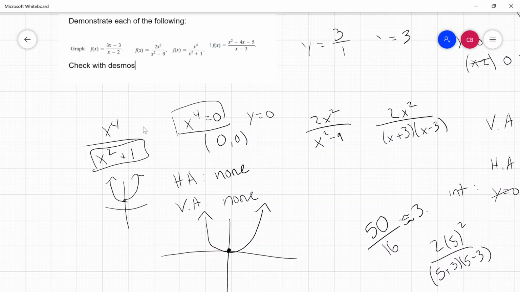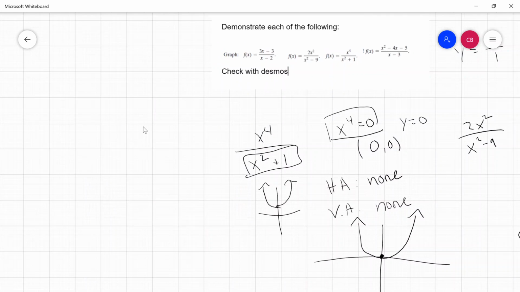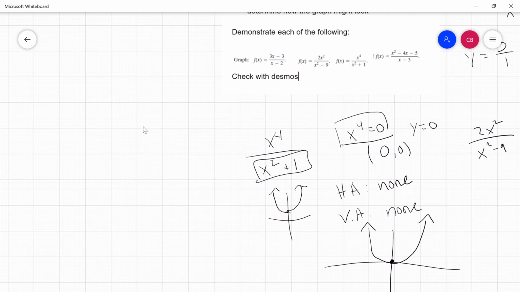I should do the last one. Yeah, I'll just do the last one right now. Okay. I was going to make another video, but that's 12 or 13 videos. So let's do the last one.